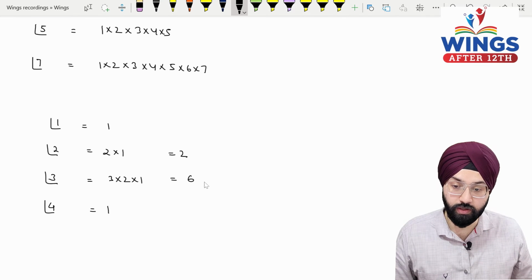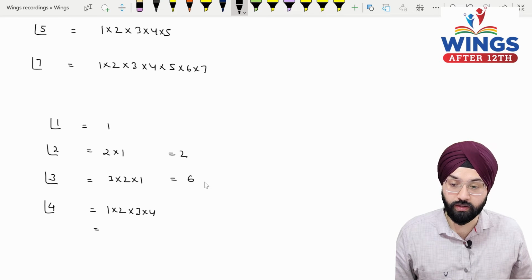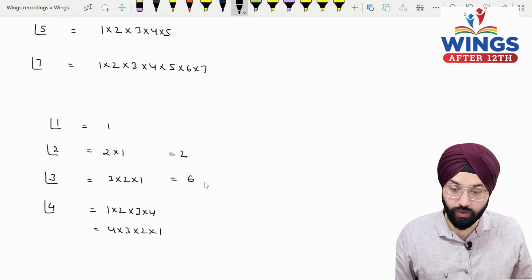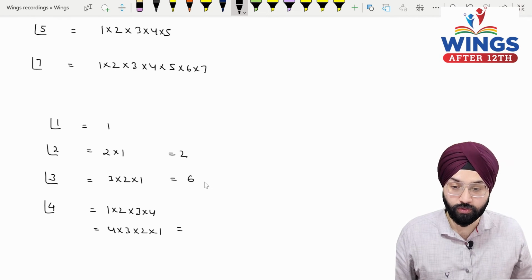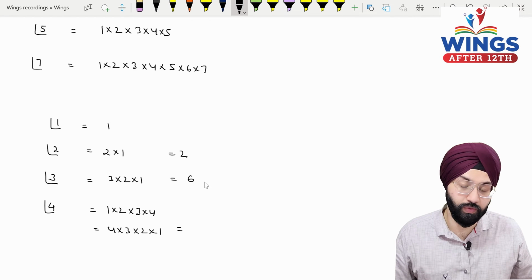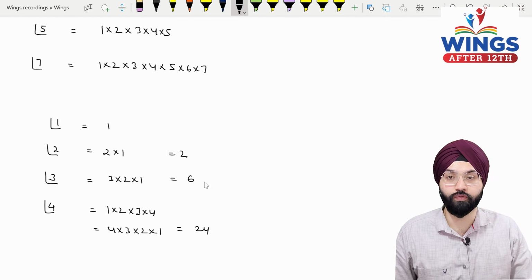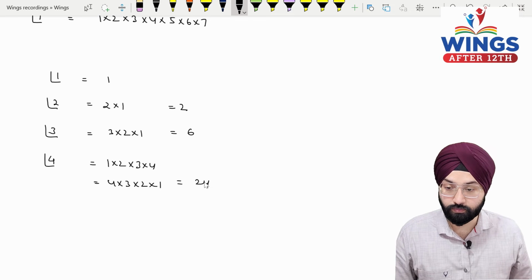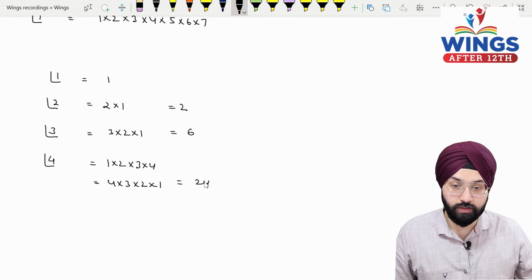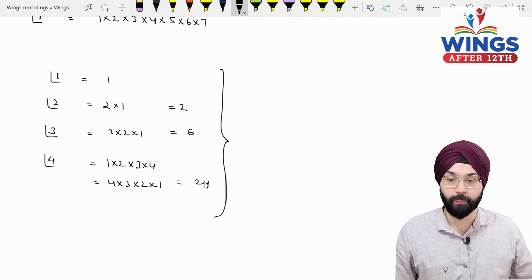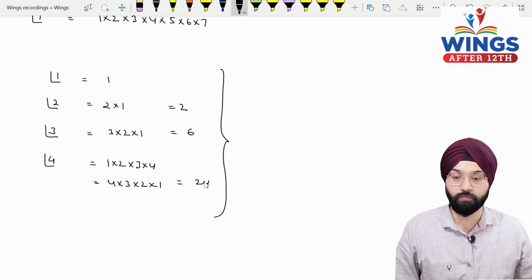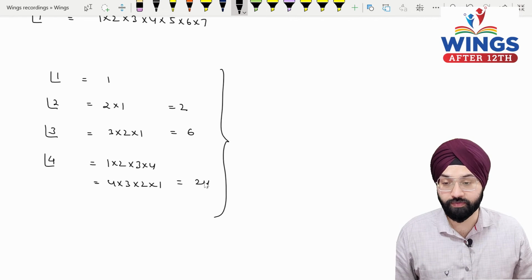4 factorial is 1 into 2 into 3 into 4. We can also write it the other way around, that is 4 into 3 into 2 into 1, that's the same thing. So this is 4 3s are 12 and 12 2s are 24. So the value of 4 factorial is 24. Now, till 4 factorial, none of the numbers is divisible by 5 because it does not contain a factor 5.